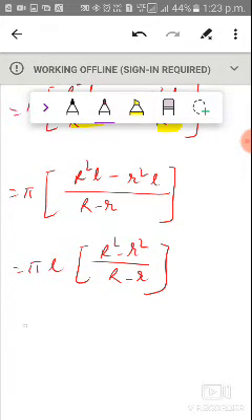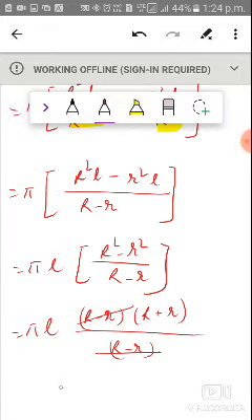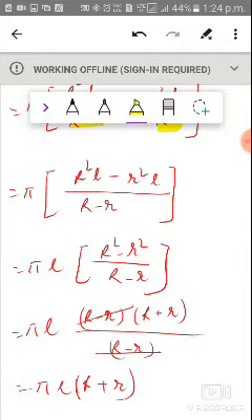Then pi L (R² − r²), we can write (R − r) and (R + r), applying a² − b² = (a − b)(a + b). Then we can cancel (R − r). So this is pi L (R + r). This is the formula for the CSA of a frustum.